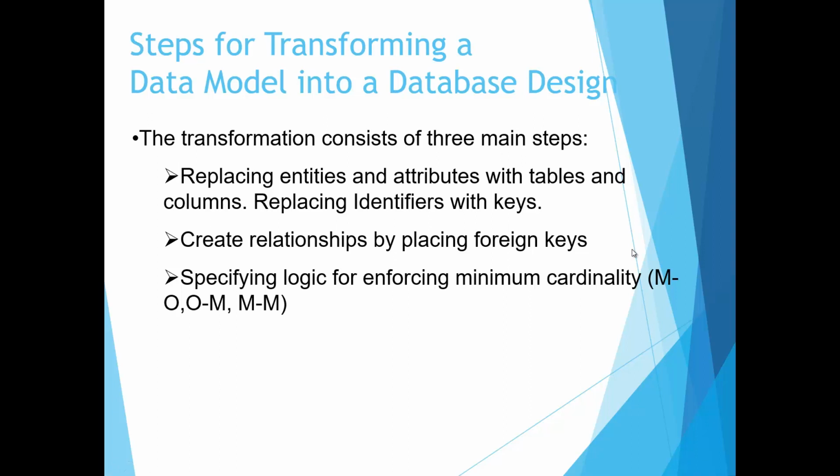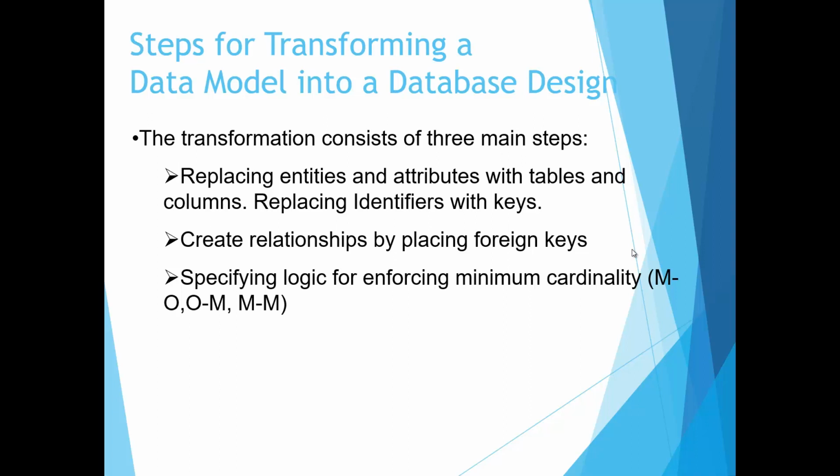What are the steps of transforming the data model into a database design? The transformation consists of three main steps. The first step will be replacing entities and attributes with tables and columns, replacing identifiers with keys. In addition, column properties will be identified, like data type and data size, and other properties will also be identified, such as is this column required or can it be left blank. And this property is called the null and not null constraint.